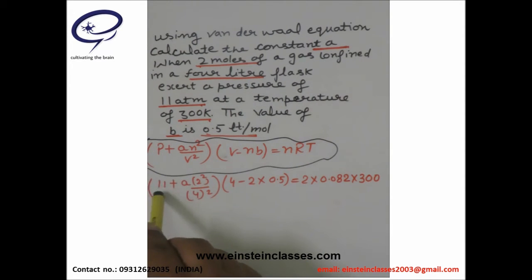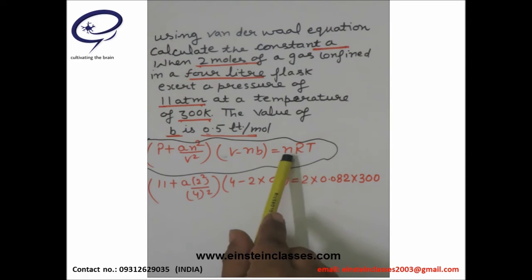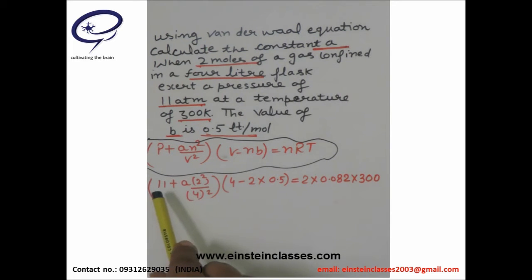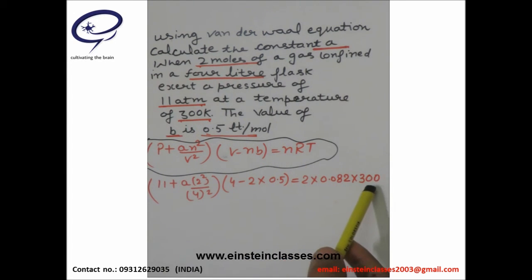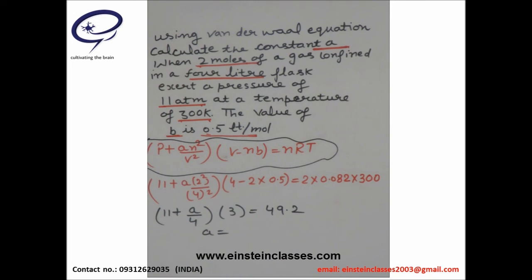Now we have placed the value of P to be 11 atmosphere, number of moles 2, volume of the flask 4 liter, and van der Waals gas constant b to be 0.5. The value of R we have taken to be 0.082 because the pressure is in units of atmosphere and volume is in units of liter. Temperature is always in units of Kelvin, and it is 300 Kelvin. After calculation, the value of a comes out to be 21.6 atmosphere liter square per mole square.